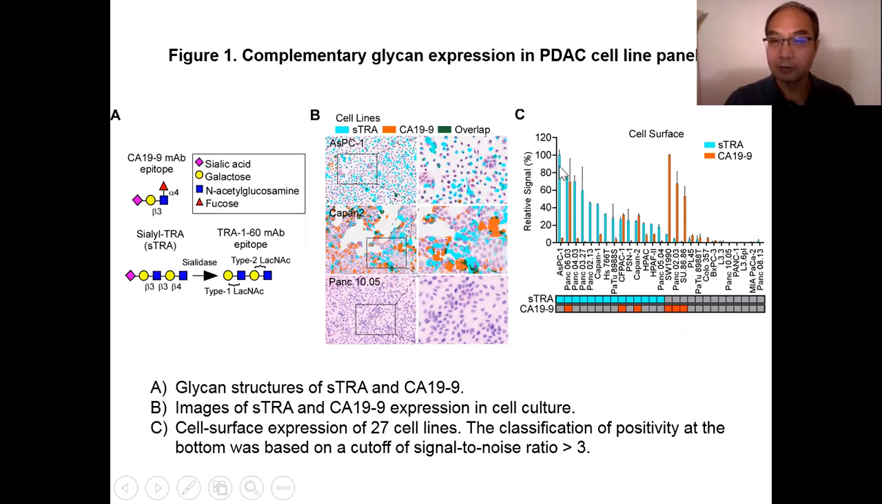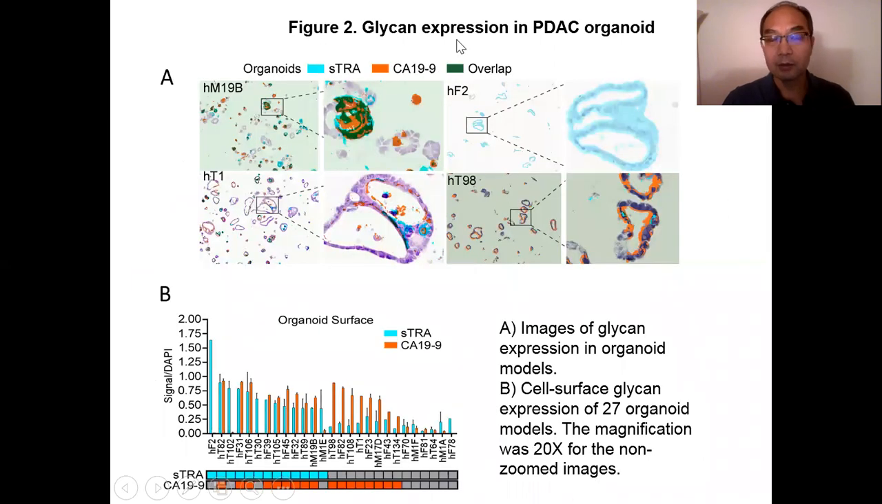Figure C summarizes the expression of STRA and C99 in all the 27 cell lines. It shows that STRA expresses around half of all the 27 cell lines. And the Glycan expression in PDAC organoid, this shows that STRA and C99 express in most of the organoid.